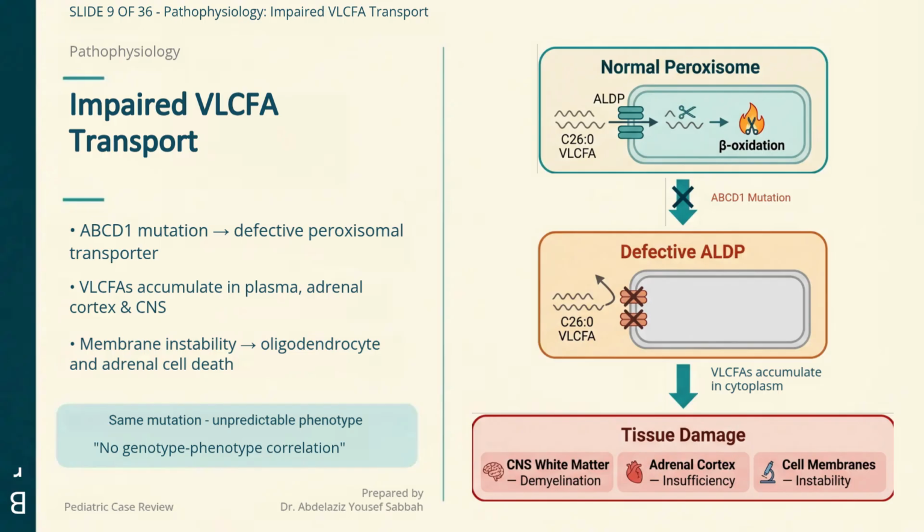Their accumulation destabilizes cell membranes, which leads to death of oligodendrocytes and adrenal cells. One important point, there is no genotype to phenotype correlation, so the very same mutation can produce very different disease severity, even within one family.